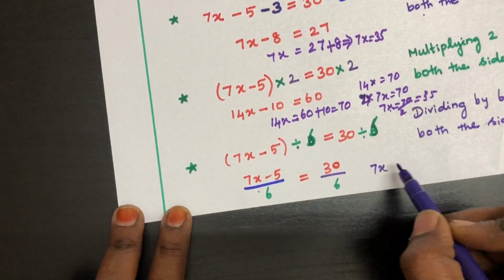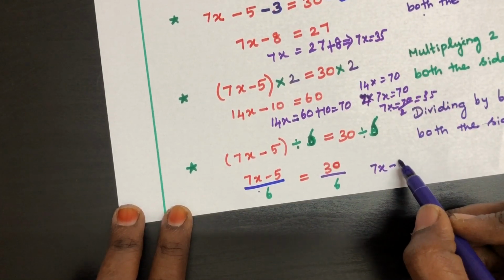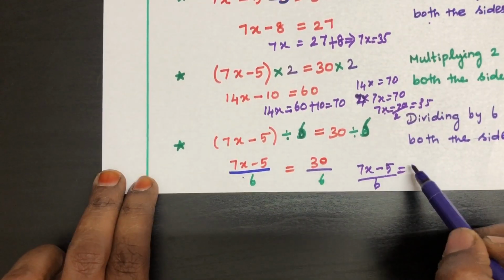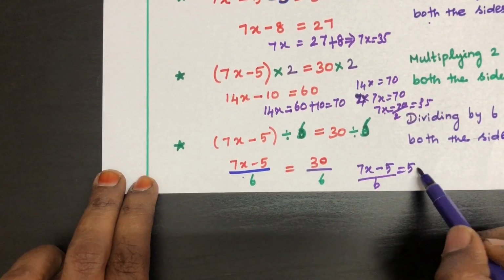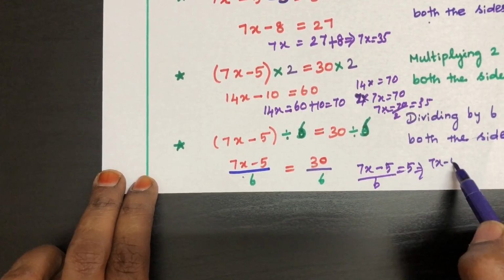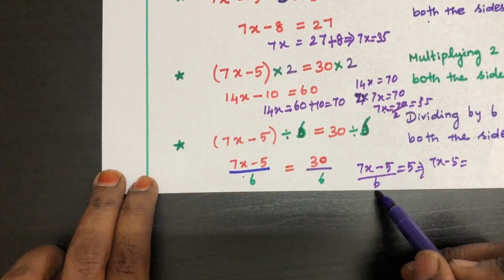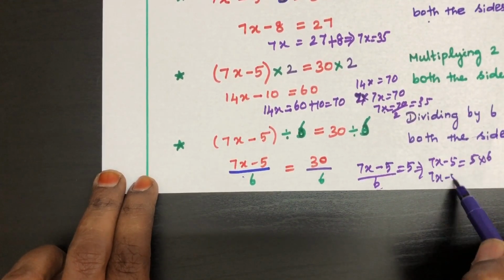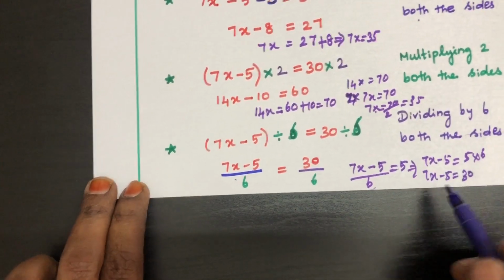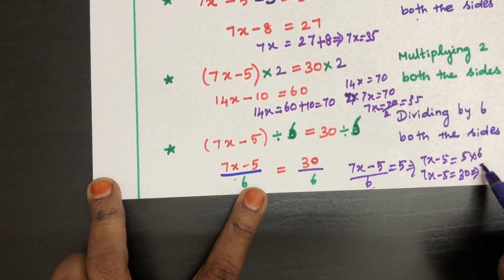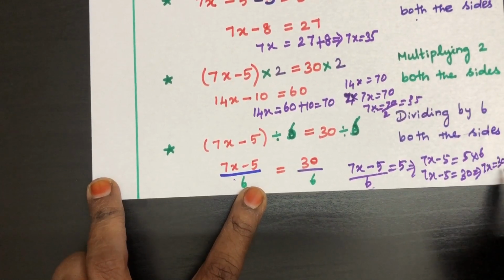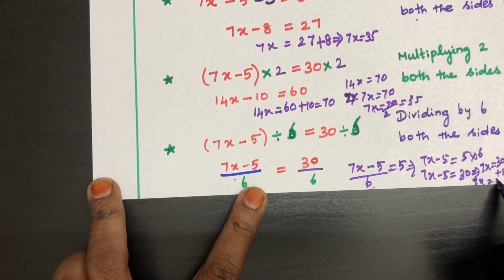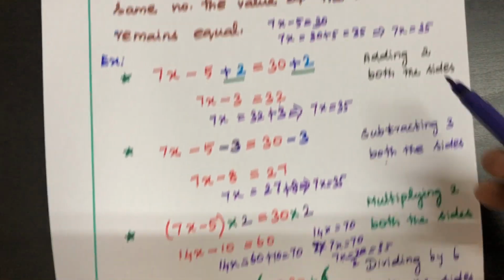7x minus 5 equal to 30 by 6 gives us 5, right? Now 7x minus 5 equal to this 6, cross multiplication, 5 into 6. 7x minus 5 is equal to 30. Again, this becomes 7x equal to 30 plus 5. This is nothing but 7x equal to 35. Again, same equation like our question.